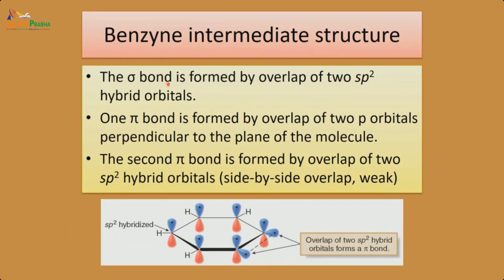See, there is a sigma bond formed by the overlap of two sp2 hybridized orbitals. So this is actually happening perpendicular to the already existing pi bond. This is called side by side overlap, and this benzyne bond is very weak. Although it is a pi bond, this bond is very weak compared to the pi bond which already exists in the aromatic system.